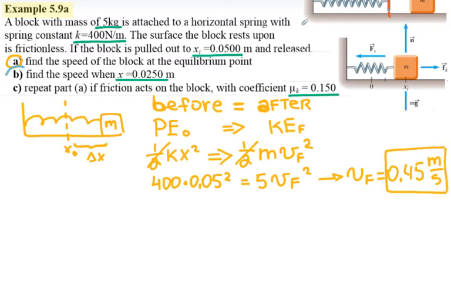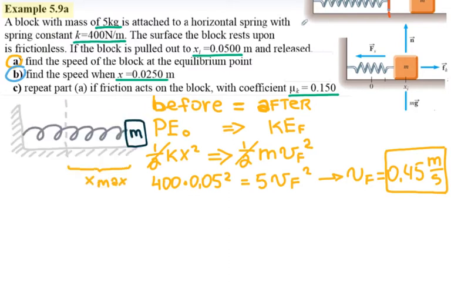So now let's look at the B part. Find the speed when it is 0.025 meters away from the equilibrium. So now I'm looking at this. Let's say I just redrew the picture so it's easier to see. Let's say the initial stretch was 0.05 meters. And now the block is not back to equilibrium. It is still some distance away, 0.025 meters away.